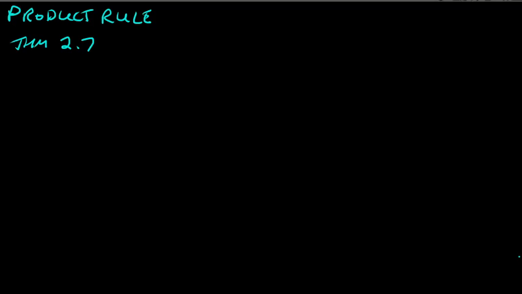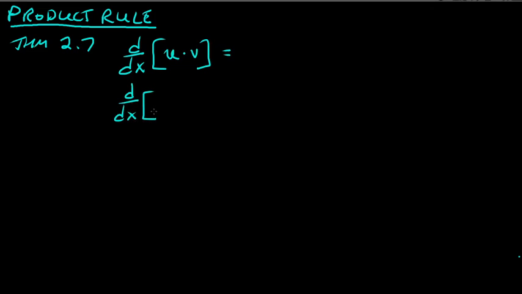Okay, so in the last video we learned how to take the derivative of a sum or a difference. Here we're going to take the derivative of a product of two things, let's call them u and v, or if you prefer, say f of x times g of x. Either way, I'll write them both down.